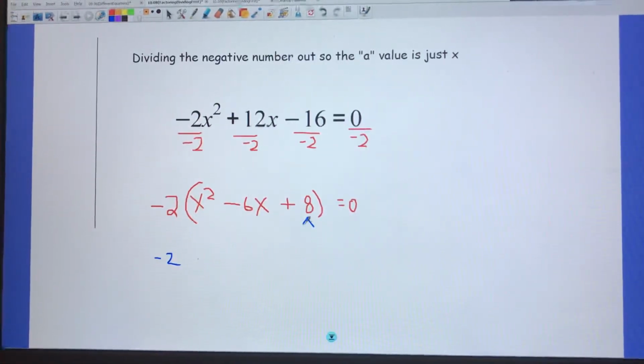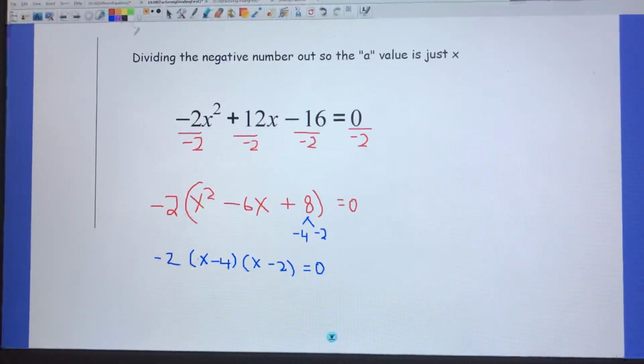What makes +8 that adds up to -6 is -4 and -2. Okay, -4 plus -2, or -4 minus 2 is -6, which is the middle number. So your factors are going to be x minus 4, x minus 2 equals 0. Okay, so here are my factors. My factors are -2 times the parentheses x minus 4 and x minus 2.